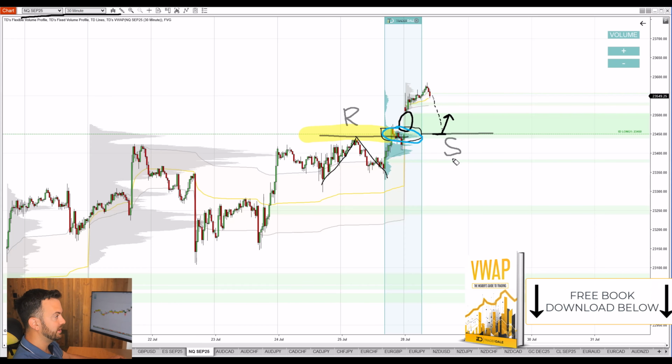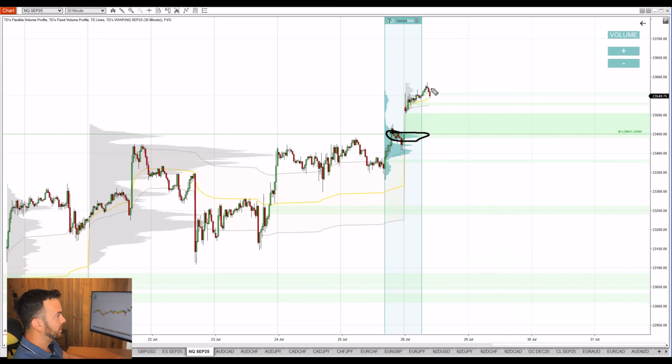This is a price action setup confirming the volume profile setup, which I've just showed you, this one. So again, very similarly as on the ES, I'm waiting for the pullback, and when the price hits this level, I'll go long from there.